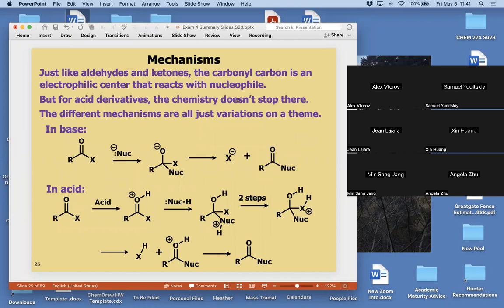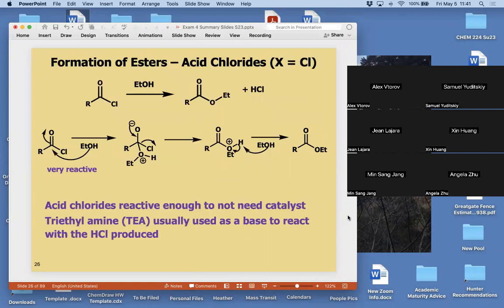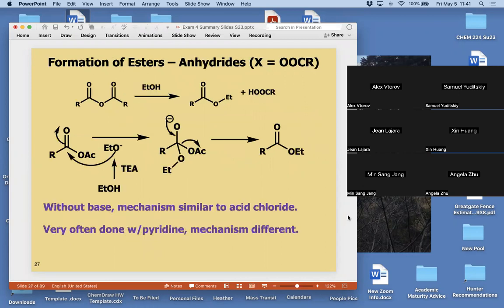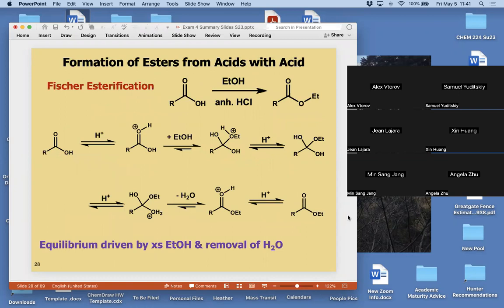I'm not going to do all of the mechanisms for all the derivatives of carboxylic acids. It's a bit much this semester, but the top line, you can think of that as the base catalyzed hydrolysis of an ester. The bottom, the acid catalyzed hydrolysis of an ester, as an example, but it's a generic pattern. Okay, so here we're just applying it with the variations needed. So you can consider this a must-know slide.